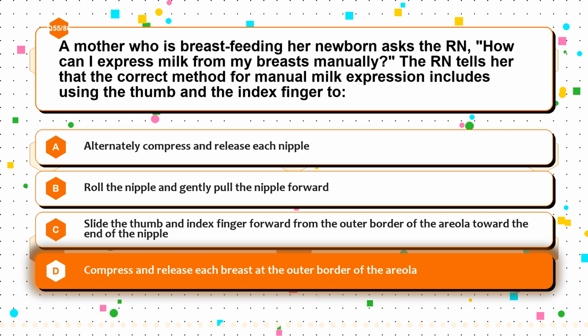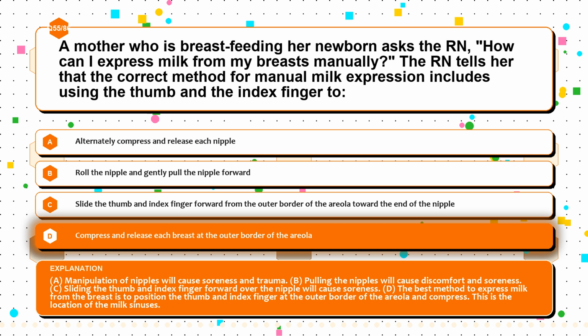The correct answer is option D. Compress and release each breast at the outer border of the areola. A. Manipulation of nipples will cause soreness and trauma. B. Pulling the nipples will cause discomfort and soreness. C. Sliding the thumb and index finger forward over the nipple will cause soreness. D. The best method to express milk from the breast is to position the thumb and index finger at the outer border of the areola and compress. This is the location of the milk sinuses.